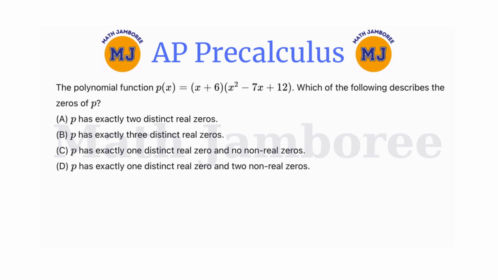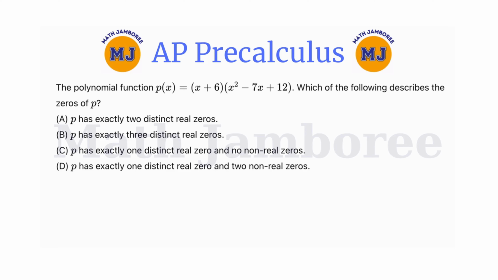We have another AP Precalculus type of a question from the topic of complex polynomial functions and complex zeros. Let's solve this one together. The polynomial function p of x equals x plus 6 times x squared minus 7x plus 12. Which of the following describes the zeros of p?